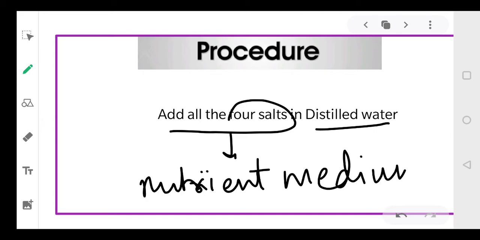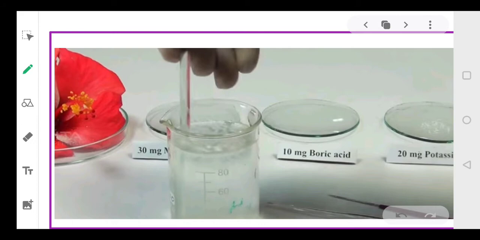Okay, we will mix all the 4 salts in distilled water and make a nutrient medium. While mixing, we'll thoroughly use the glass rod so that all these salts are properly mixed in the distilled water, and our mineral solution is prepared. Our nutrient medium is prepared.